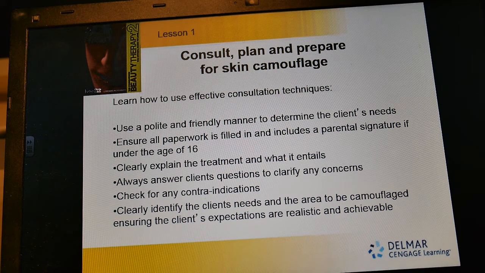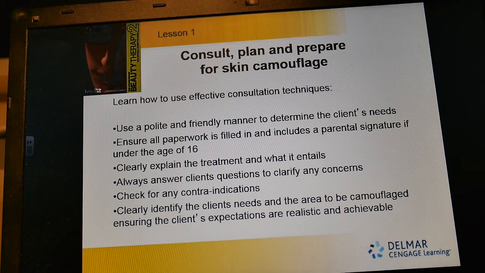What you need to make sure you're doing is you're clearly explaining what the treatment entails and the benefits. Okay, talk through the process, talk through the products you're going to use, and make sure the client is happy and that you've allowed them to ask any questions and that you've answered the questions to clarify any concerns or worries that the client may have.